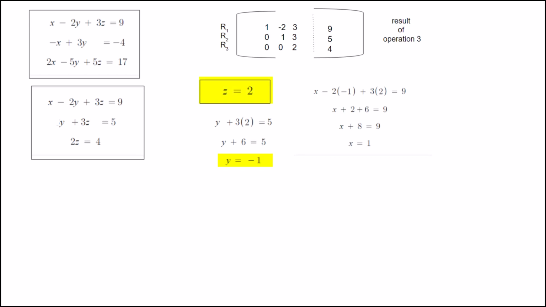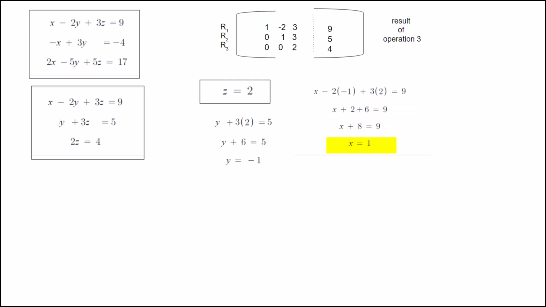So now we have the values of z and y. And finally what we can do is add the variables back to row 1, or the first equation, and we get x minus 2y plus 3z is equal to 9. If we fill in the values of y and z that we now know, we get x minus 2 times the -1, which gives us x plus 2, plus 3 times 2, which is 6, is equal to 9. That simplifies to x plus 8 is equal to 9, and if we subtract 8 from both sides, we get x is equal to 1.